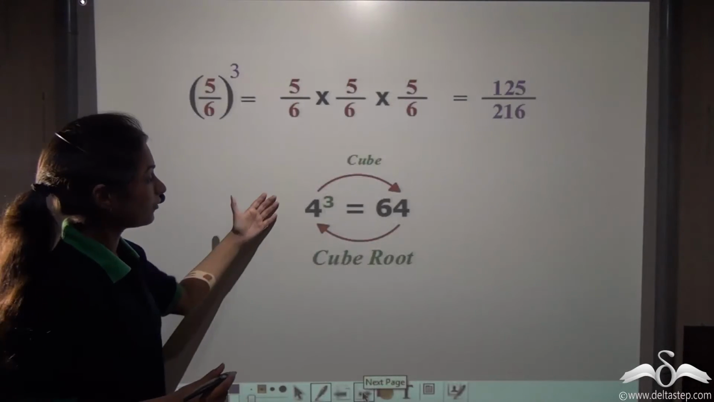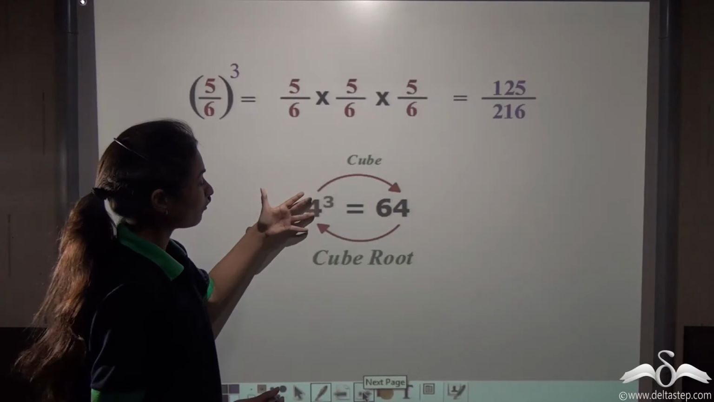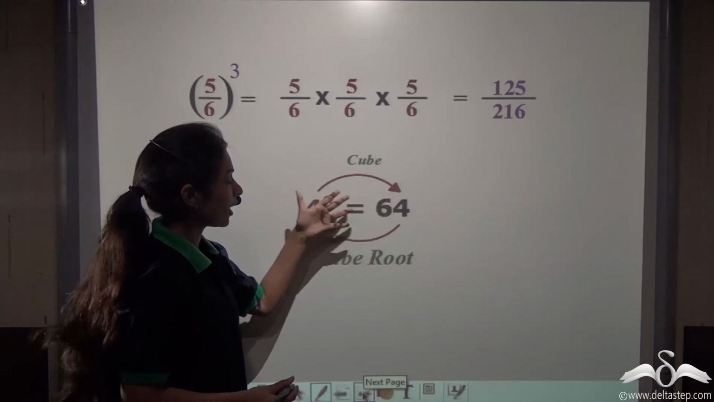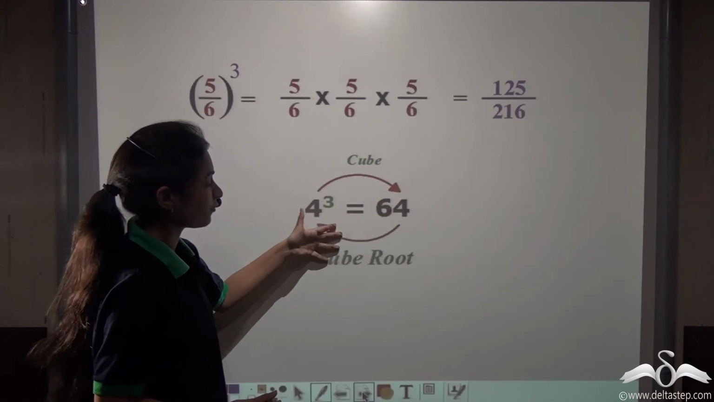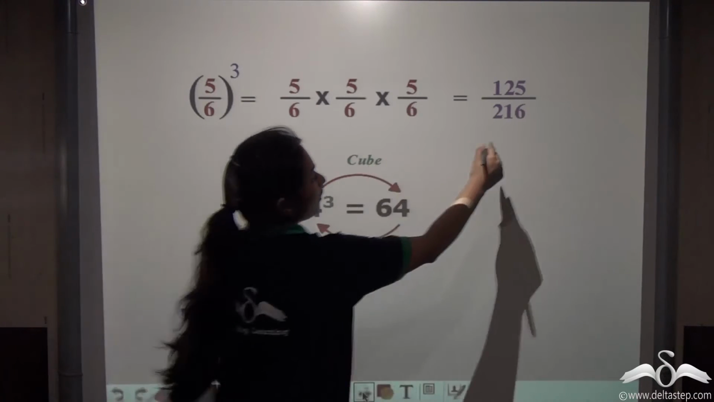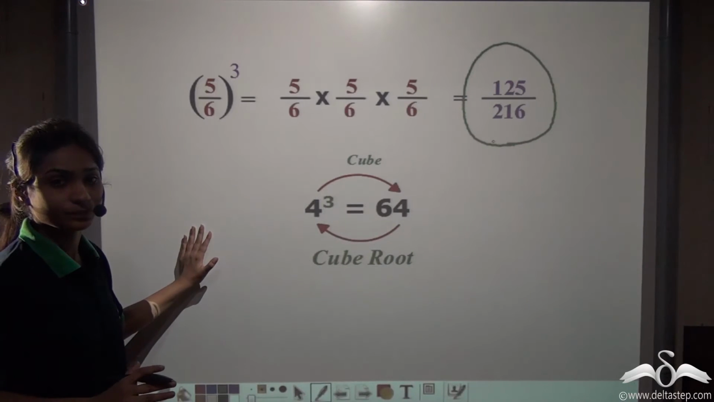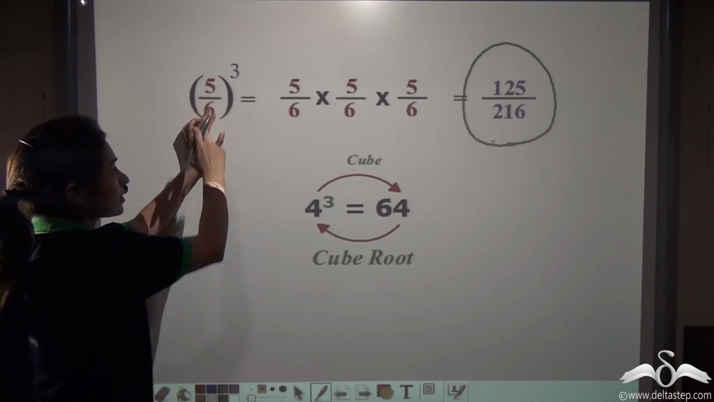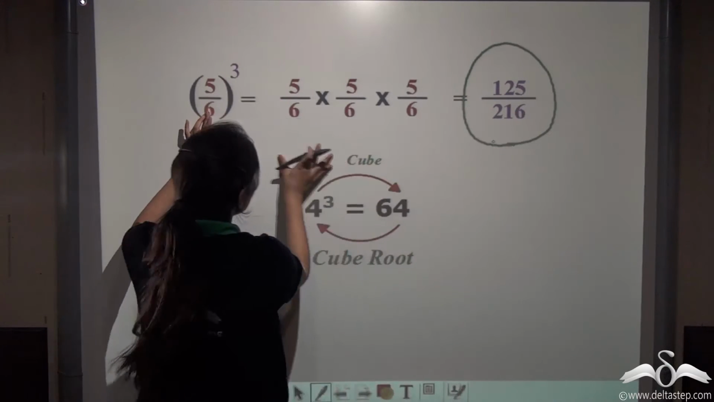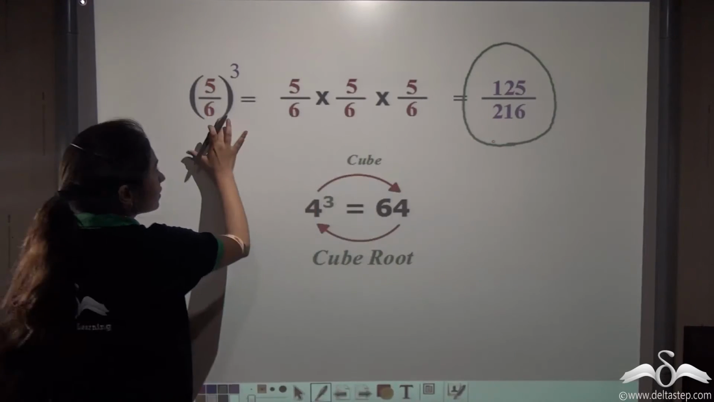Now you know that the inverse operation of a cube is the cube root. To find out the cube of 4, we multiplied it 3 times to get 64. Now to get back 4, we have to take the cube root of 64 to get back the same number, that is 4. So here, if I take the cube root of this, what number should I get? 5 by 6, because this is the number which when cubed gives us this. So the inverse operation, that is the cube root of 125 by 216, should give us 5 by 6.